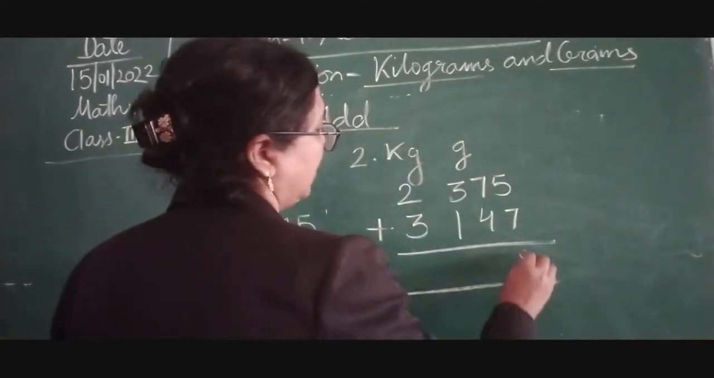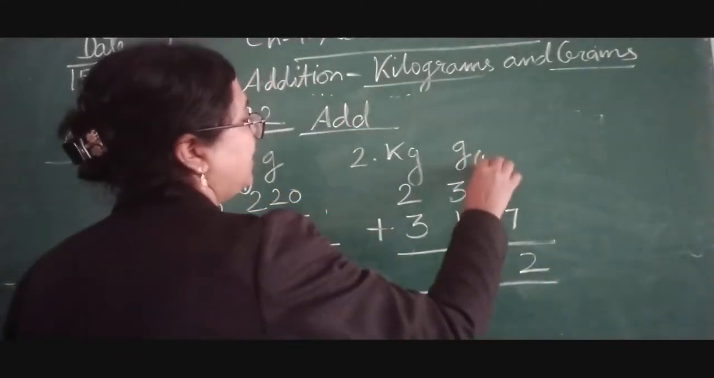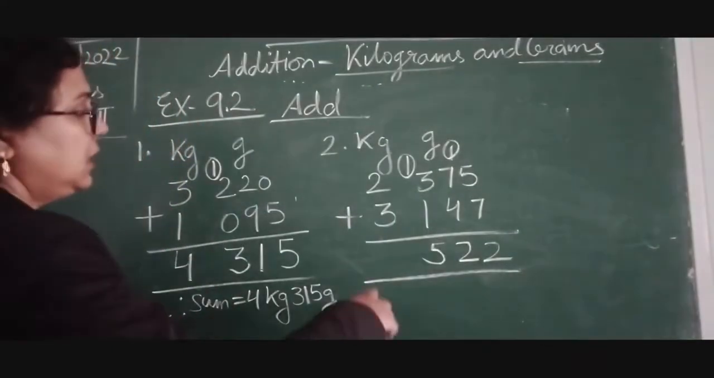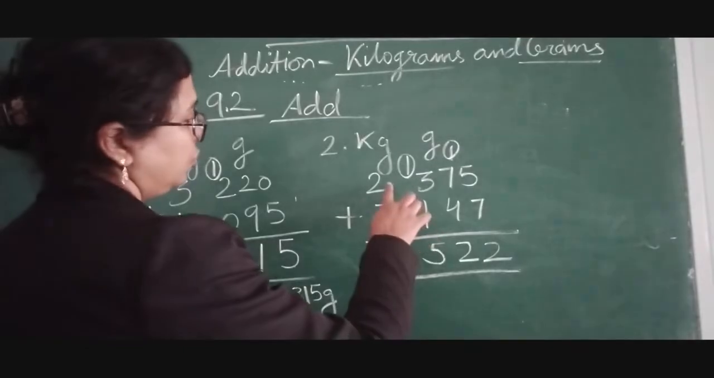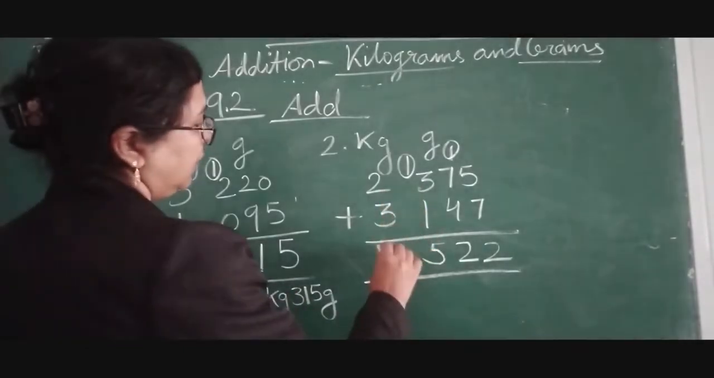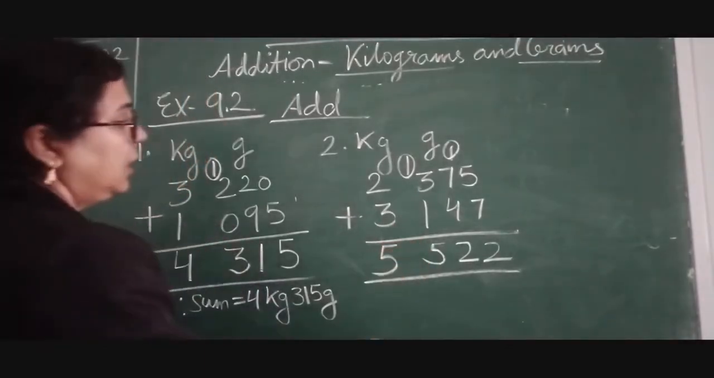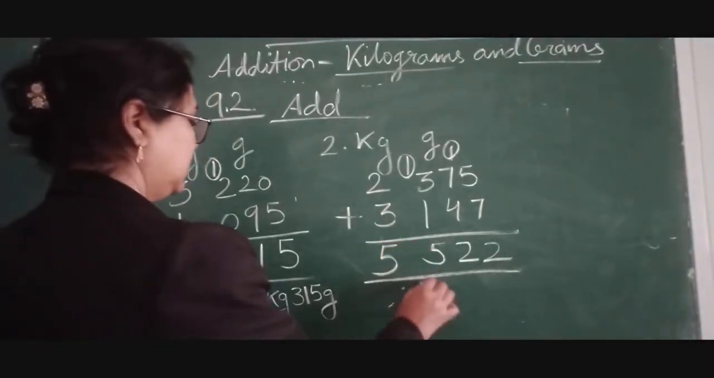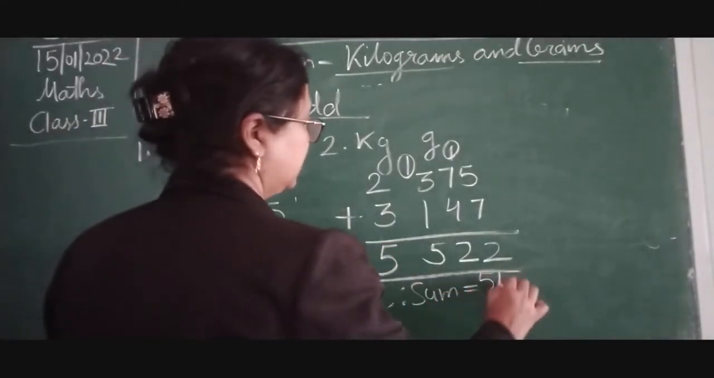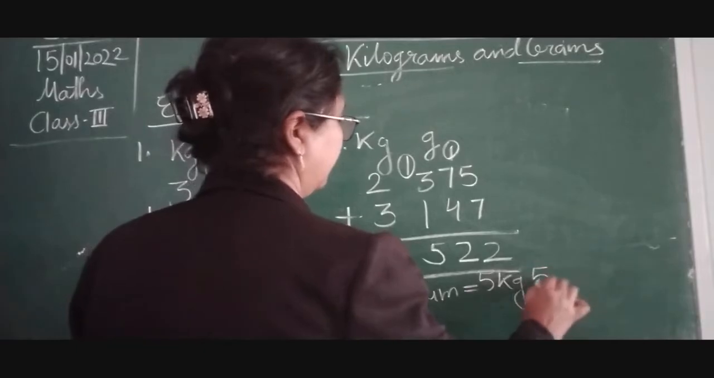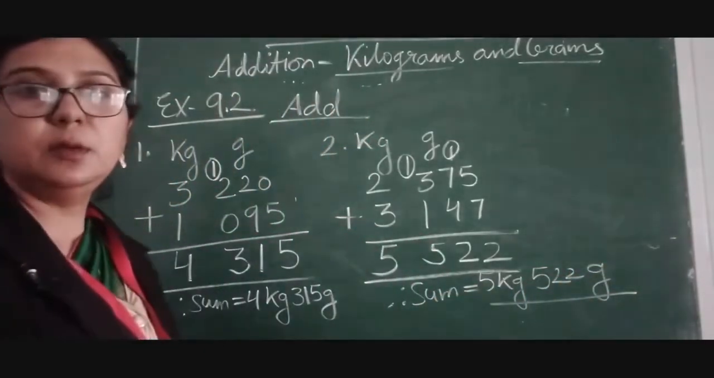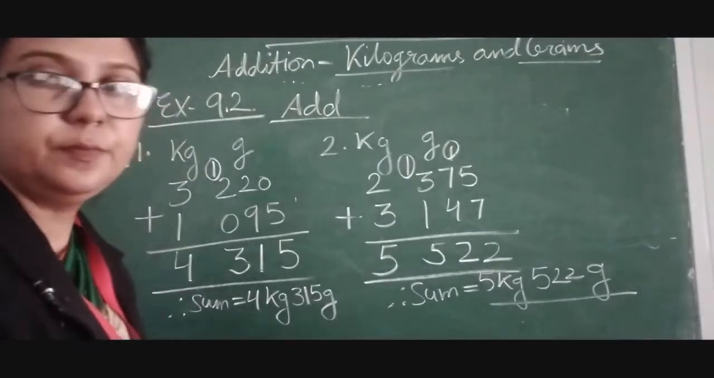Okay. Now here children you can see 7 and 5 or 5 and 7, 8, 9, 10, 11 and 12. 2, 1 is carry over. So children, here you can see 2 and here 3 we will get 5. Okay, so therefore sum equal to 5 kg 522 grams. Okay children, so complete this.